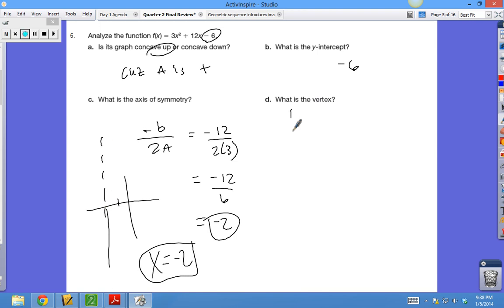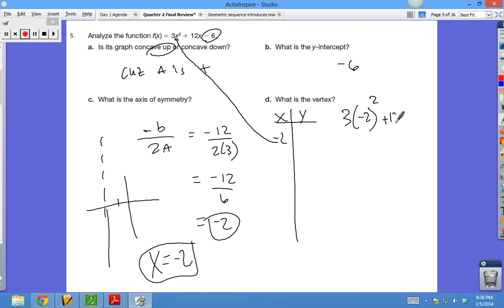Okay, now to find the vertex, you have to take that negative 2, and if you want to find the y, how far up or down to go, you got to plug it into the function. So it's going to be 3, and always put it in parentheses. So I'm just taking the x away and putting in its place a negative 2.